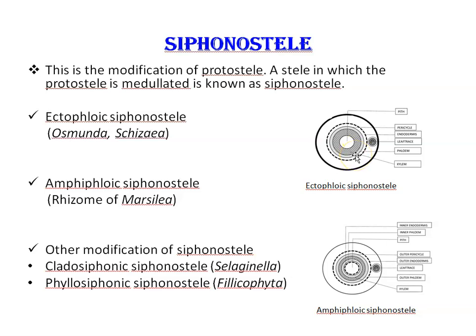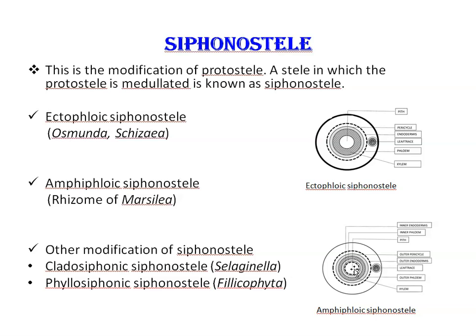Then another type of the siphonostele is amphiphloic siphonostele. Just look at this second diagram. In amphiphloic siphonostele, pith is surrounded by vascular tissues. Here, this is pith. Concentric inner phloem cylinder surrounds the central pith, next to the concentric xylem cylinder, which is immediately surrounded by outer phloem cylinder.